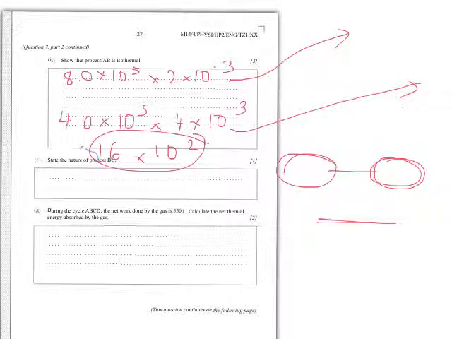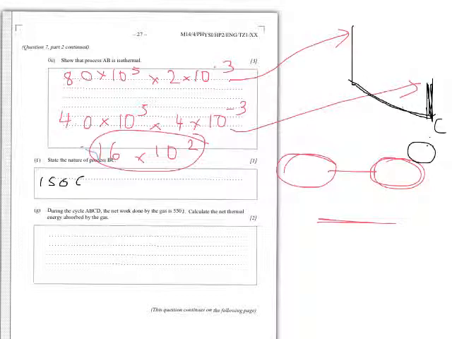State the nature of process BC. Well, if we draw the rest of this graph, it looks like this. Okay. And in process BC the volume is constant, so the volume does not change. So what you have is an isochoric process. Okay. During the cycle A, B, C, and D, the net work done by the gas is 550 joules.